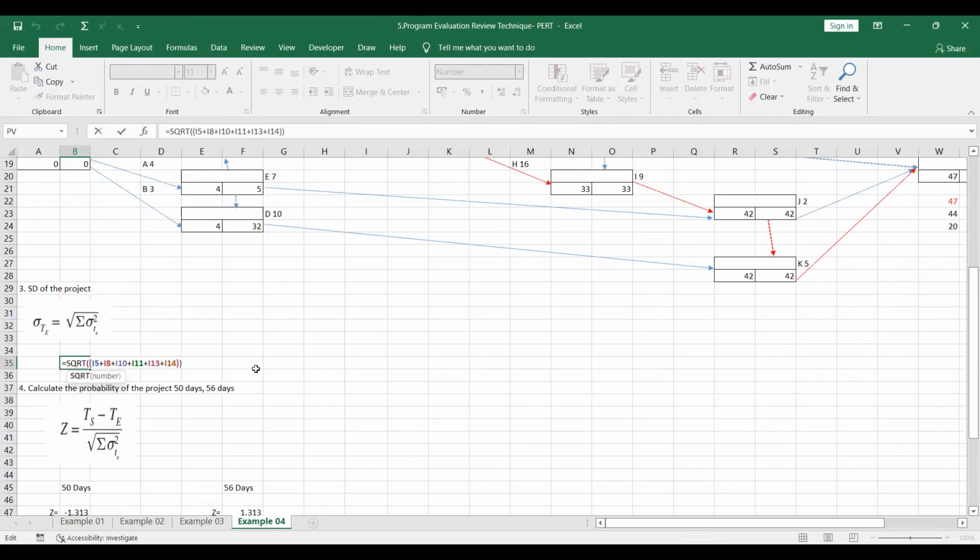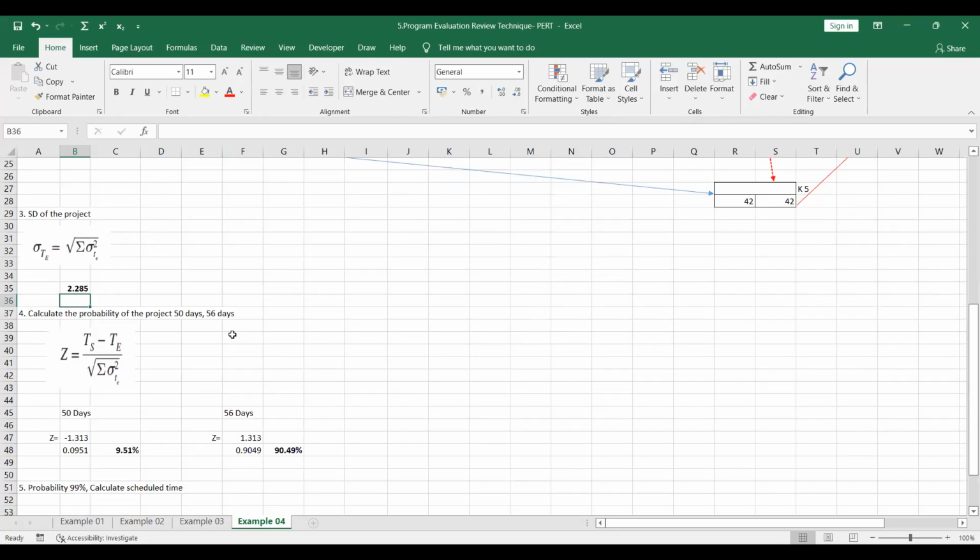So after solving this, I get the 2.285 answer, right? So those who have responded are right. Thank you very much for responding. And the fourth question I asked you is, if the scheduling time to complete the project is 50, what is the probability of completing that project?